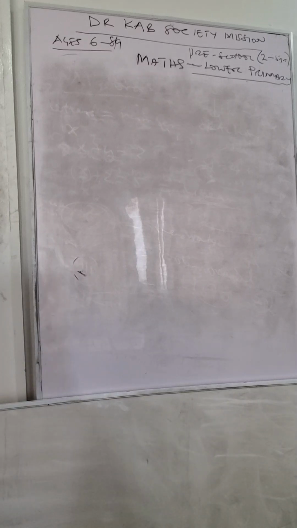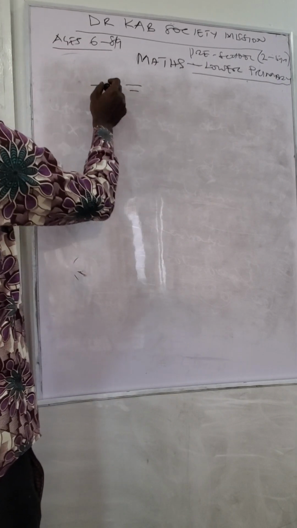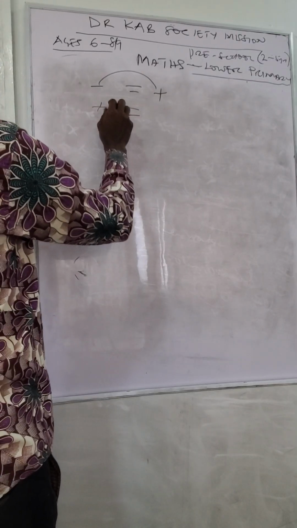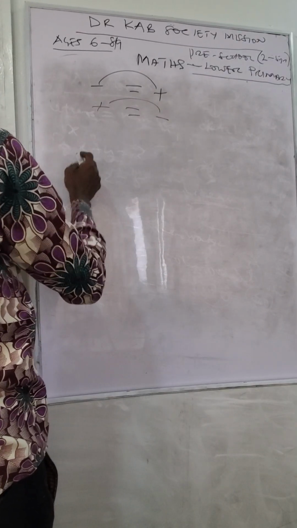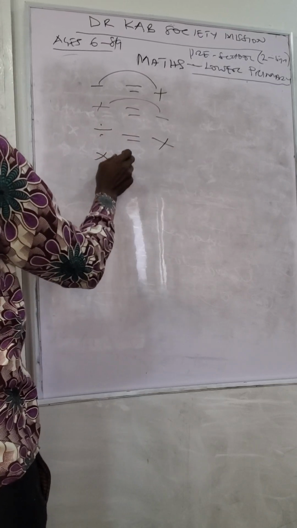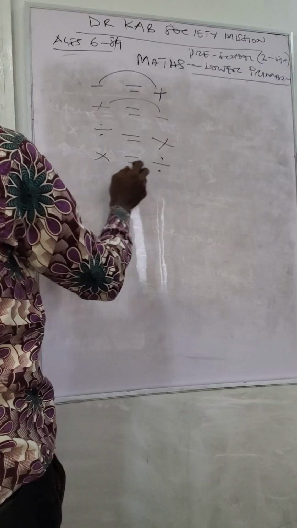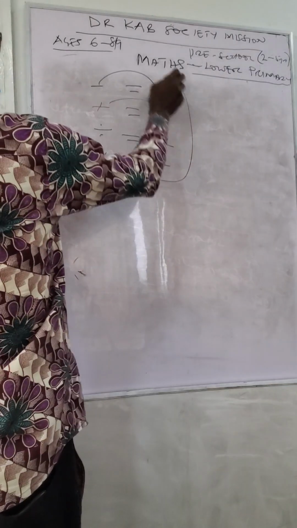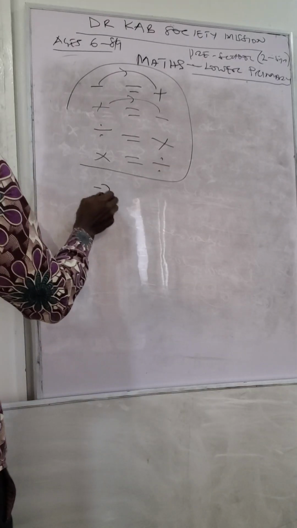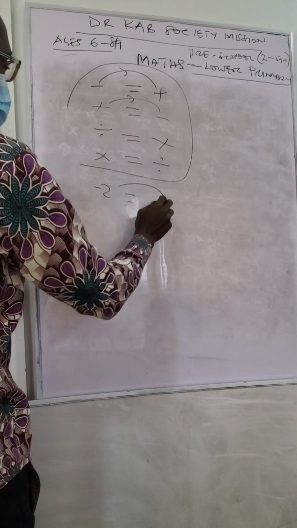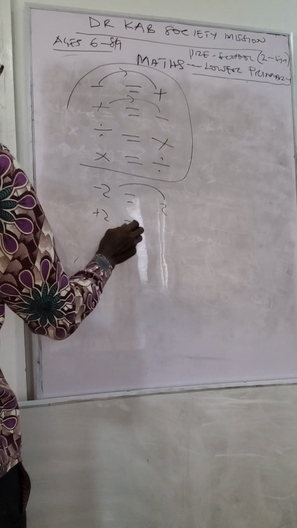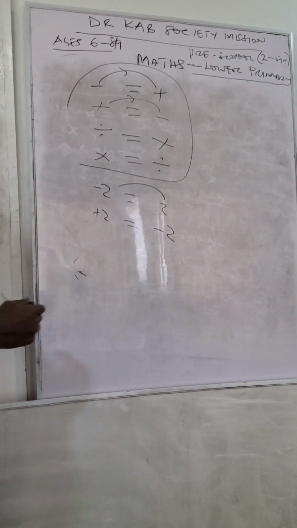So we are saying that with the equal sign, if you are negative and you cross the equal sign, you become positive. If you are positive and you cross the equal sign, you become negative. If you are dividing and you cross the equal sign, you become times. If you are times and you cross the equal sign, you become divided. So this is a very important thing to have. Okay? So let's say negative 2 crosses, it becomes what? Positive 2. Positive 2 crosses, it becomes what? Negative 2.